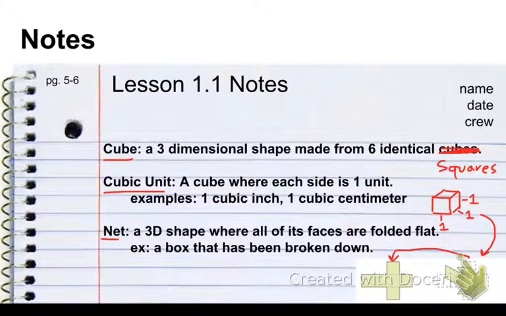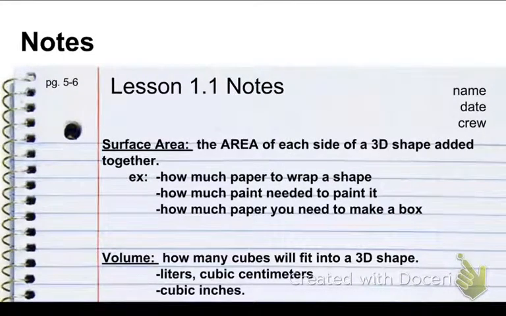And there are some nets that work and some nets that don't. There are several nets that will make a really good cube, but you can't just slap 6 squares together anywhere and make a working net. And then finally, these need to go in your notes big time. The terms that you need to put down are surface area and volume.